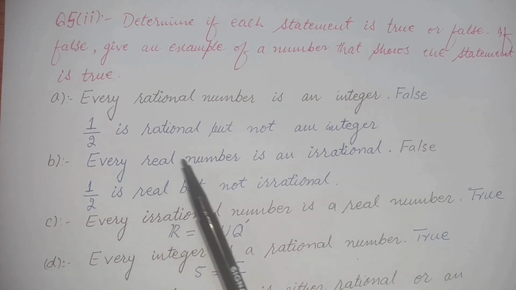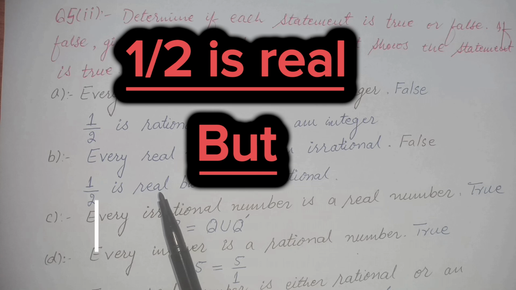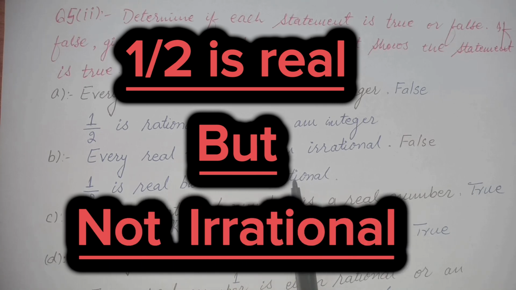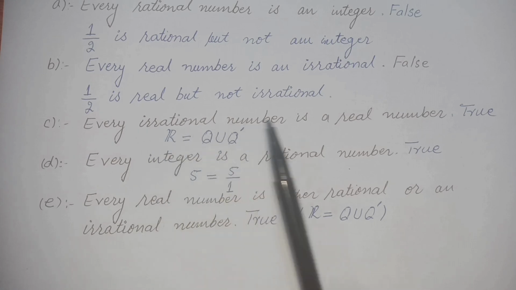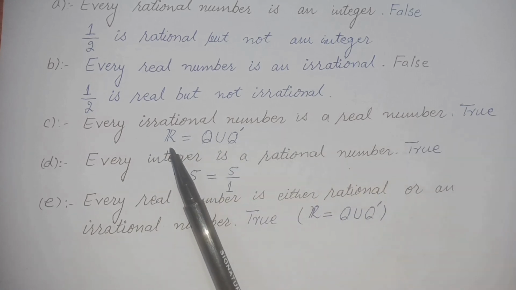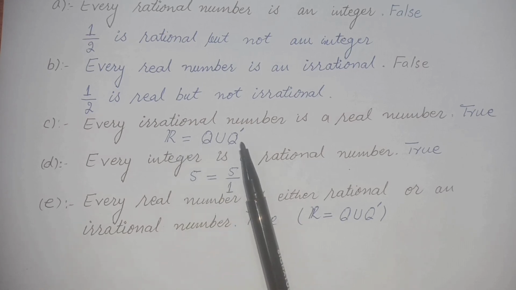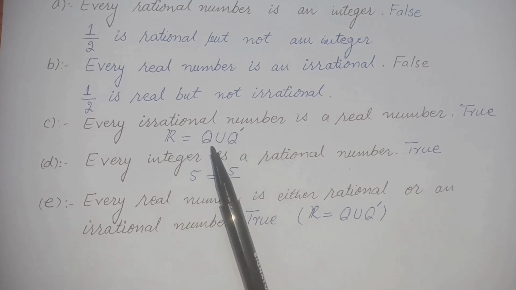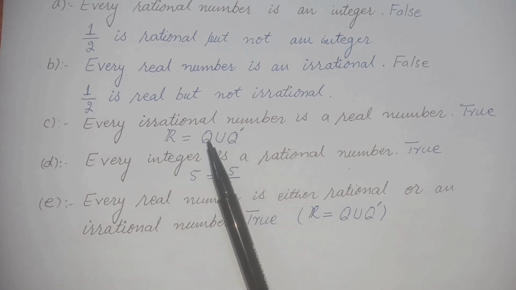Part B. Every real number is an irrational number. It is also false. 1 by 2 is real, but it is not irrational. It is a rational number. Part C. Every irrational number is a real number. It's true because the set of real numbers is the union of rational and irrational numbers. It means every rational number is a real number. Every irrational number is also a real number.